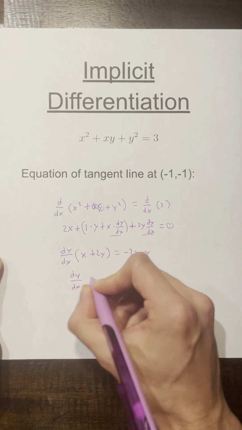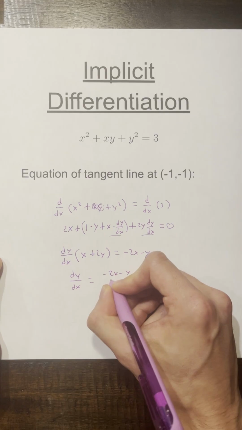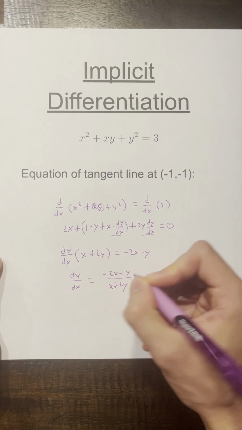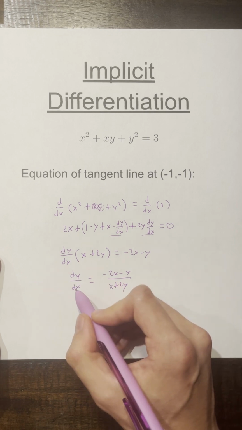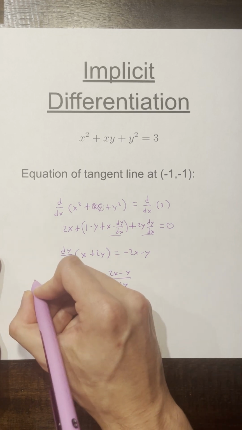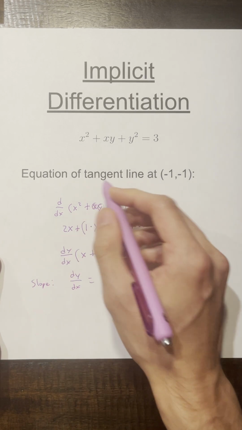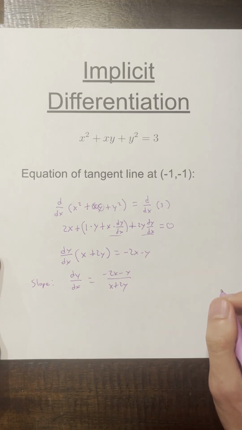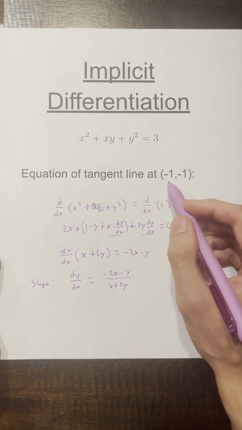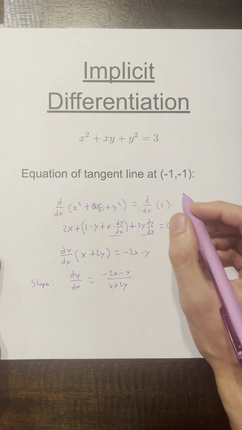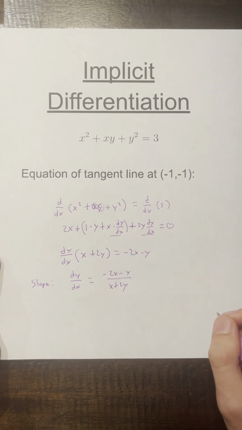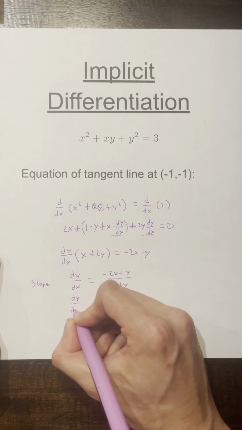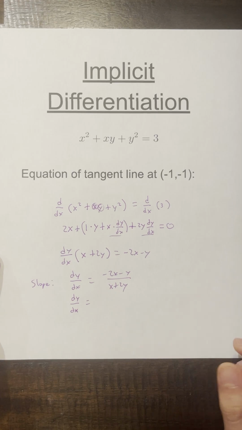Dy dx is equal to negative 2x minus y over x plus 2y. Okay, so that's dy dx. That is the slope of the tangent line. But to find it at -1, we need to plug in -1 for x and -1 for y. Okay, so let's go ahead and plug it in. Actually, I'll give you a second to pause the video and plug it in.